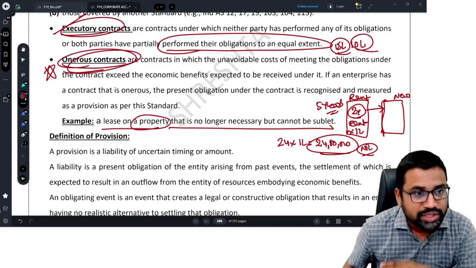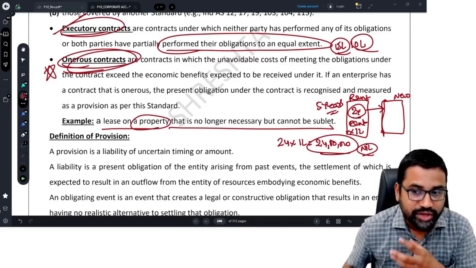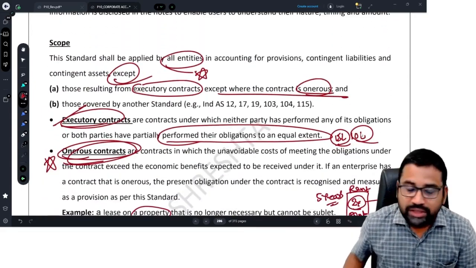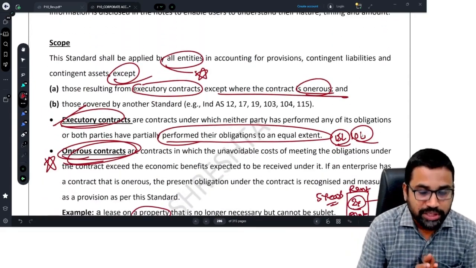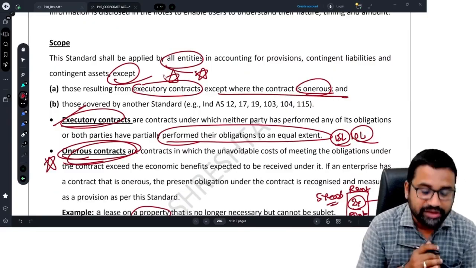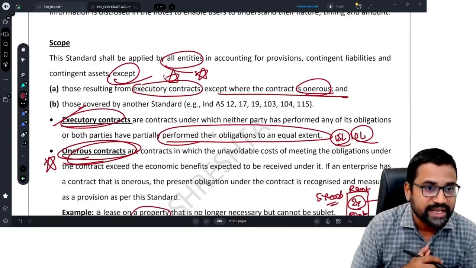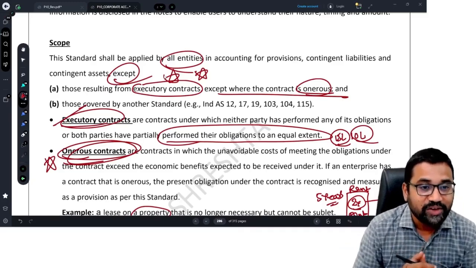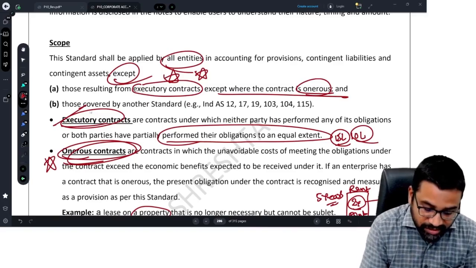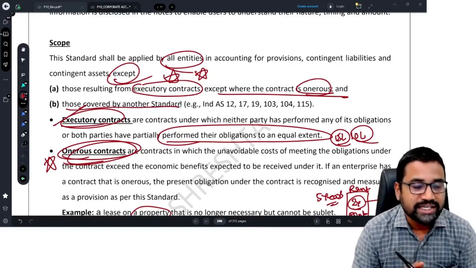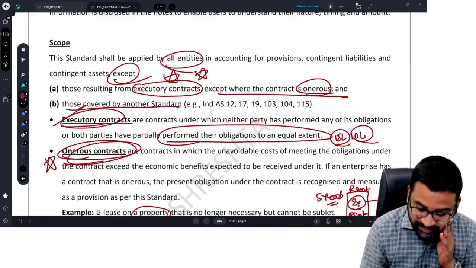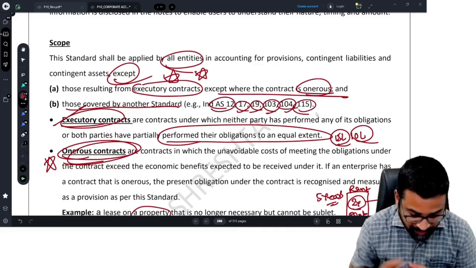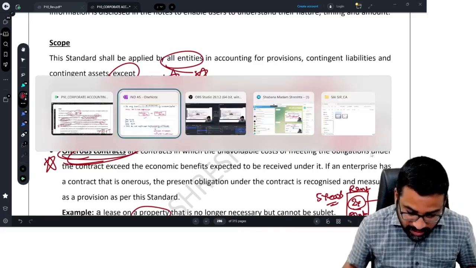But if it is only executory, not an onerous contract, then the standard is not applicable. So on the scope of the standard, this standard is not applicable if the contract is executory. If the contract is onerous, then that is an exception. That means the standard is applicable if the contract is onerous in nature. And any provisions, contingent assets, contingent liabilities, if covered under another standard, like for example Ind AS 12, 17, 19, 103, 104, 115, like for example, any provisions.